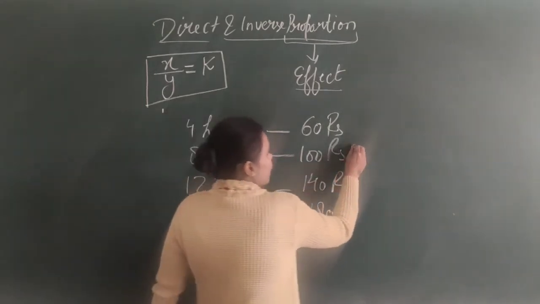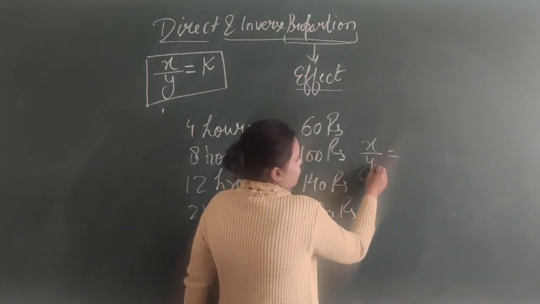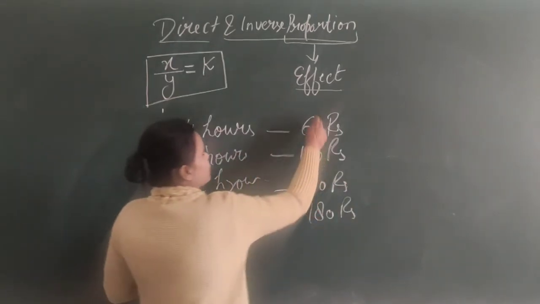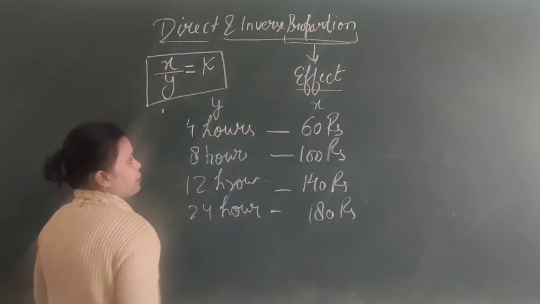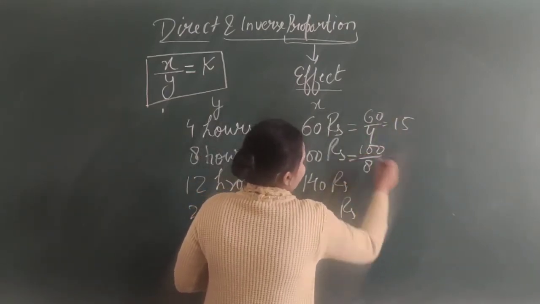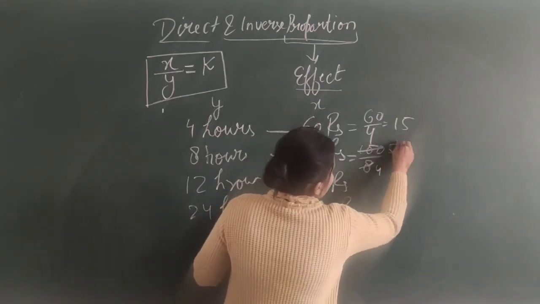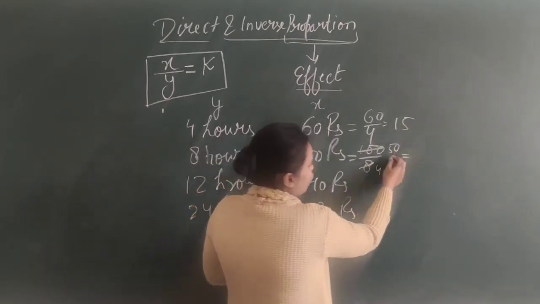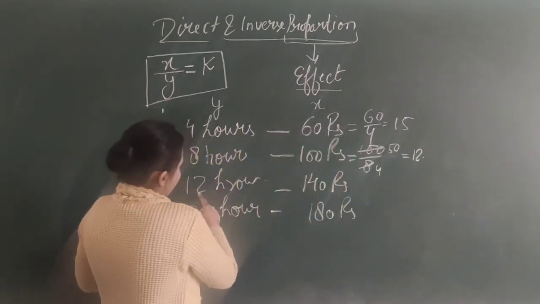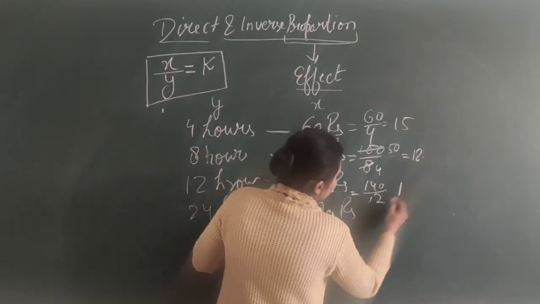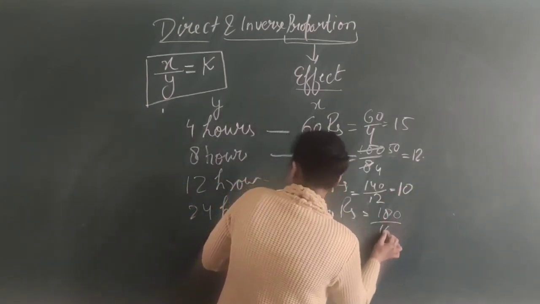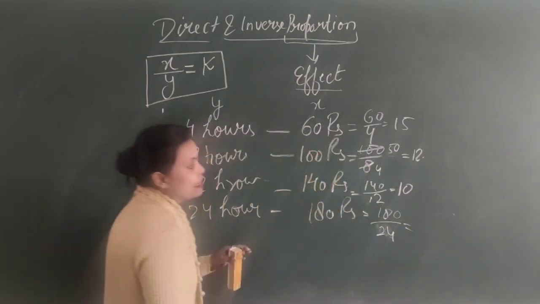Let's see. We know that direct proportion has a formula that x divided by y should always be equal to the constant, right? So if we take this as x and this as y, it will be 60 divided by 4, which is 15. 100 divided by 8 will definitely be less than 15, because it is 50 divided by 4, so it will be 12 point something. 140 divided by 12 will be 10 point something, and 180 divided by 24 will also be less than this, right?